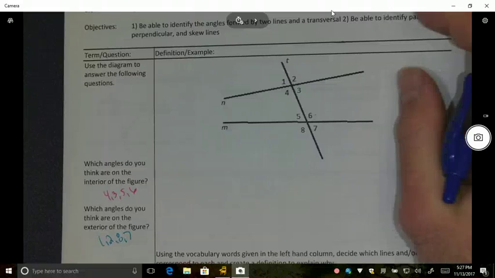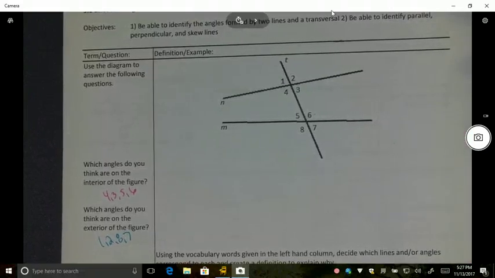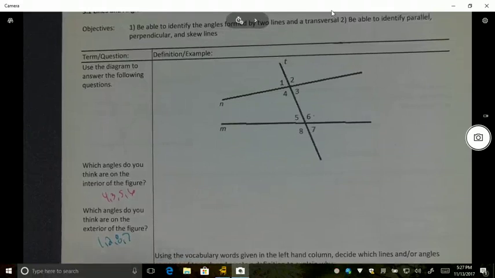So in this picture, we have three lines, M, N, and T. Only one of them is a transversal. For our picture, T is the transversal.